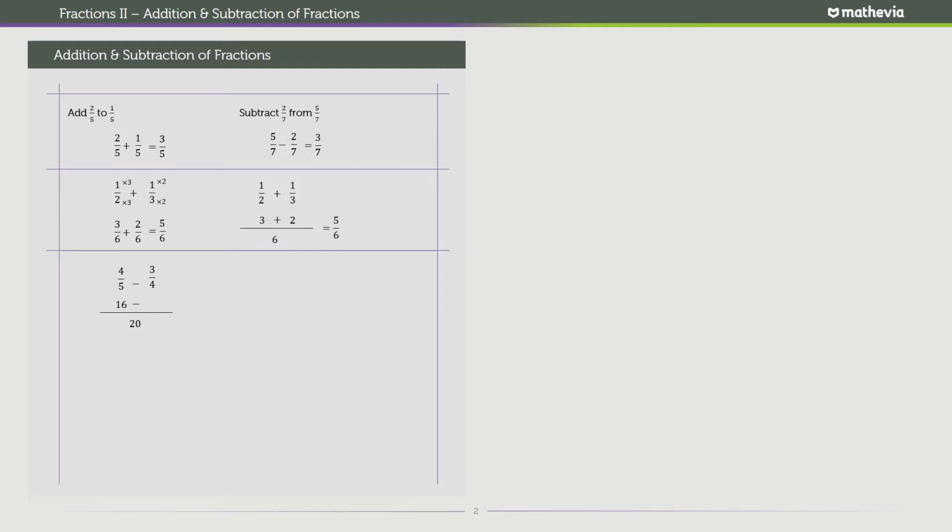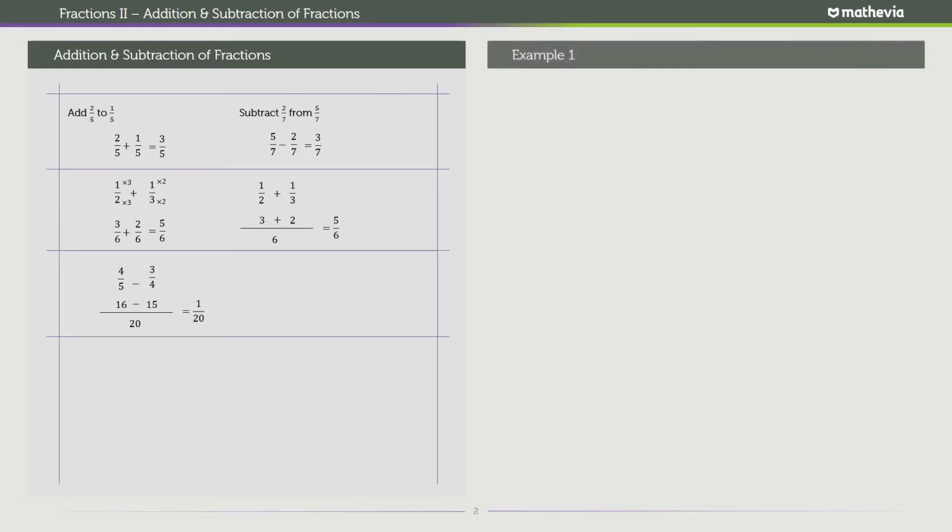Now similarly, 20 divided by 4 gives you 5. 5 times your numerator 3 gives you 15. So 20 divided by the denominator, your result times the numerator. So we have 16 minus 15, and we just work that to give us 1. 16 minus 15 is 1 over 20. Simple.